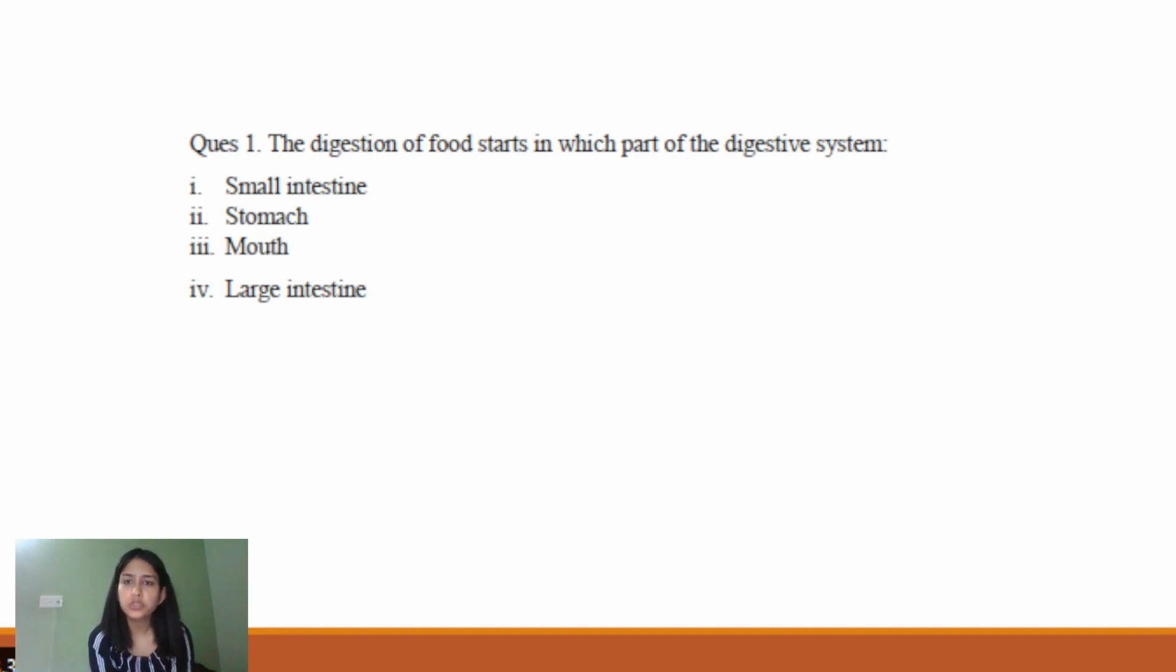Yes, so the answer to this question would be mouth. So the digestion of food starts from the mouth itself, because we chew the food in our mouth and break the food into smaller parts, and then that bolus, the chewed food, we pass on to the esophagus after that.